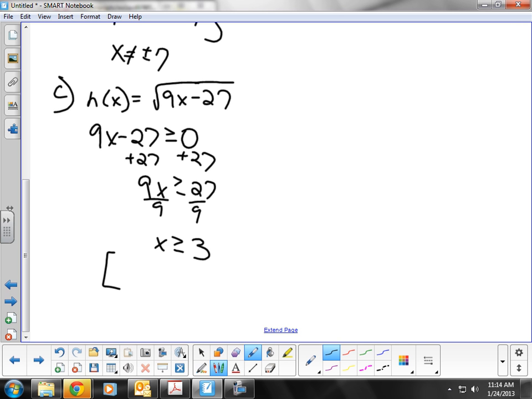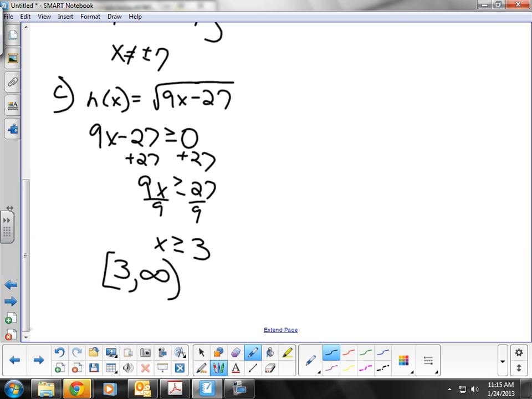So it's all the x's that have the condition that x is greater than or equal to 3. In interval notation, that says I start with 3, and I go up to positive infinity, and I do include 3. And remember, you put the little square bracket to show that you included 3. Any questions about how to find the domain? All right.